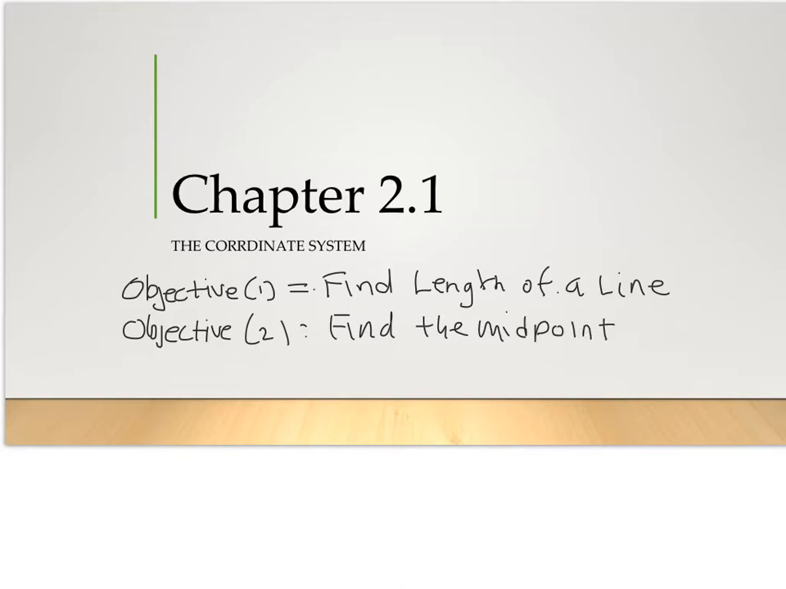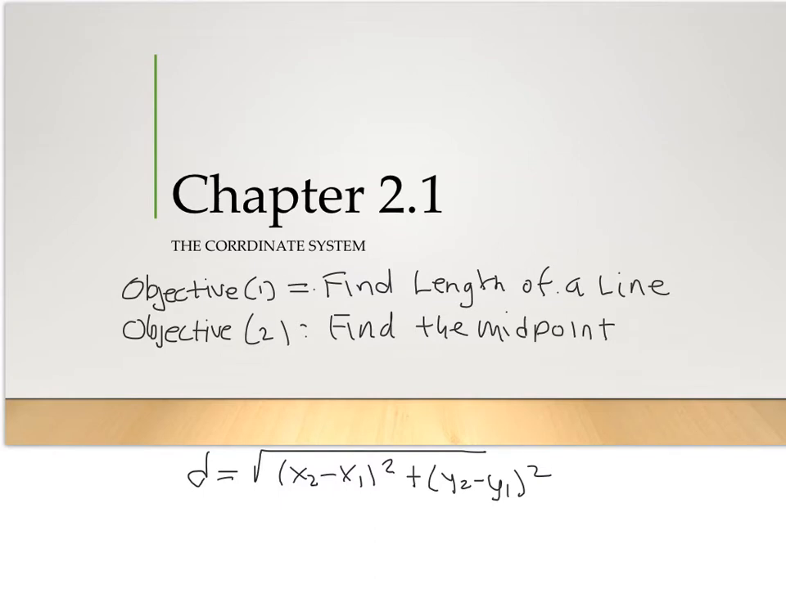Now we have formulas for both of these objectives. For the length of a line, we use the distance formula, which is d is equal to the square root of x2 minus x1 squared plus y2 minus y1 squared. This is all under the square root symbol. And that gives us our distance, our length of a line segment in the coordinate system.